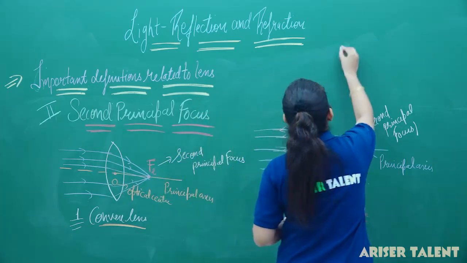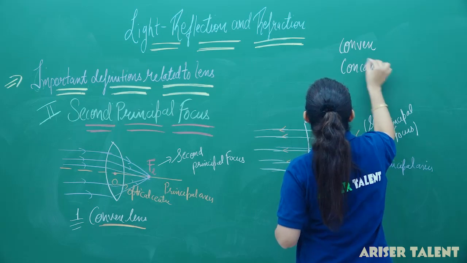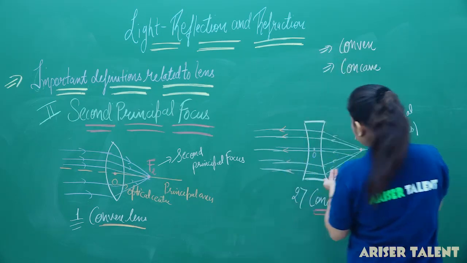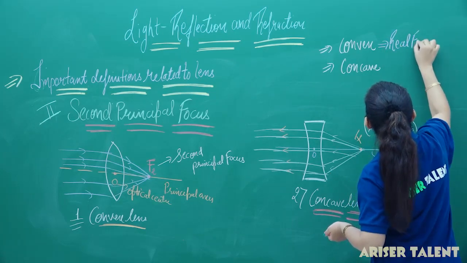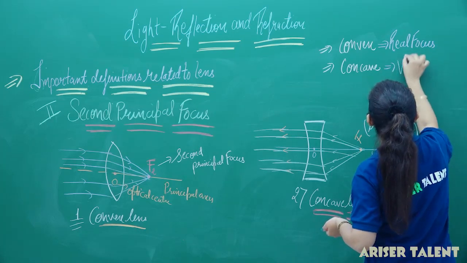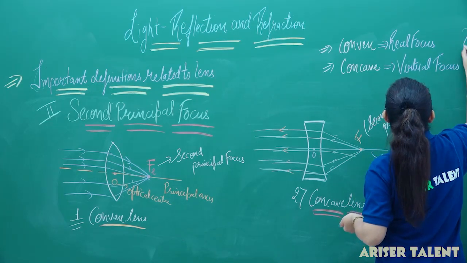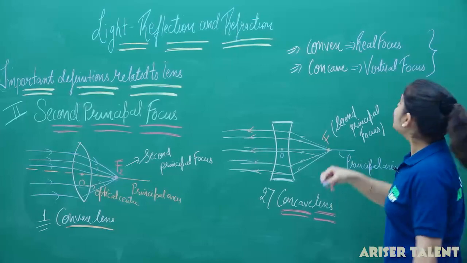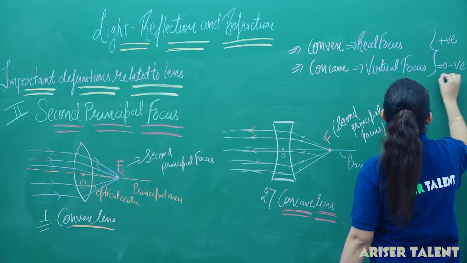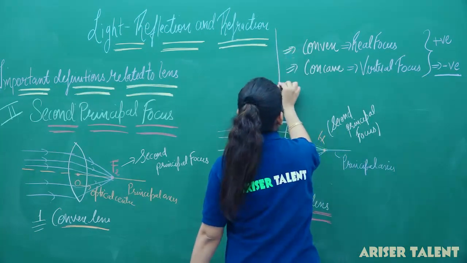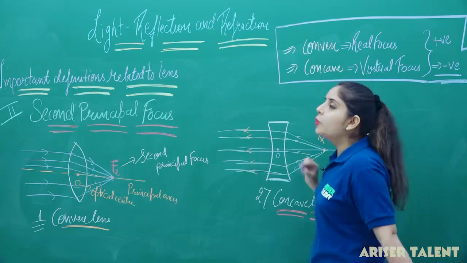So what we have seen here, we have two types of lenses, that is the convex and concave. If I'm going to write the sign convention for this, this is giving you a real focus and this is giving you a virtual focus. Is it all right? We are getting these two focus here. So sign convention for the focal length will be positive for the convex one and it will be negative for the concave one. So this is the thing you have to remember on solving numericals. This is an important thing you have to keep in your mind.